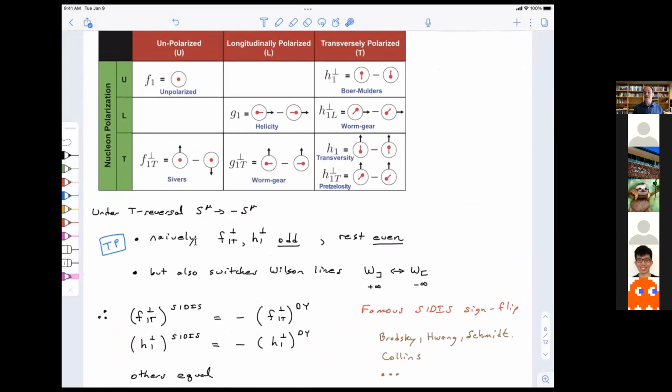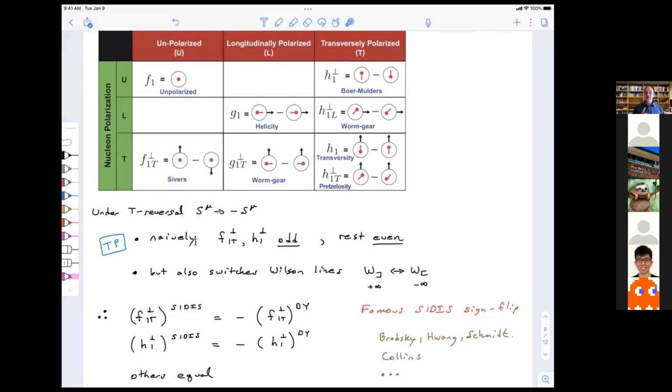If they're odd and QCD respects time reversal, because we think the theta term in QCD we know is very, very small, so let's throw it away, so these functions are odd, you might expect that they vanish. The rest of them are even, so fine, but these ones are odd.